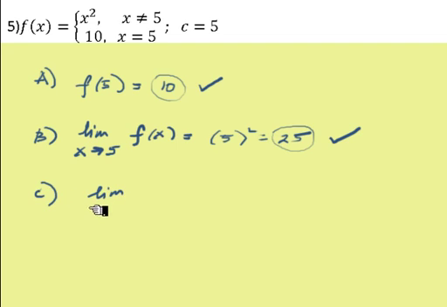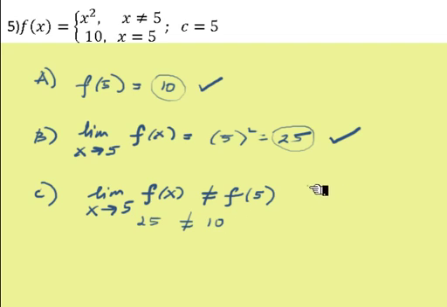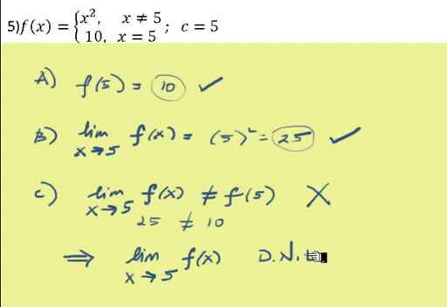So the limit as x goes to 5 of f of x is not equal to f of 5. Okay, 25 is not equal to 10. So we conclude that the limit as x goes to 5 of f of x does not exist.